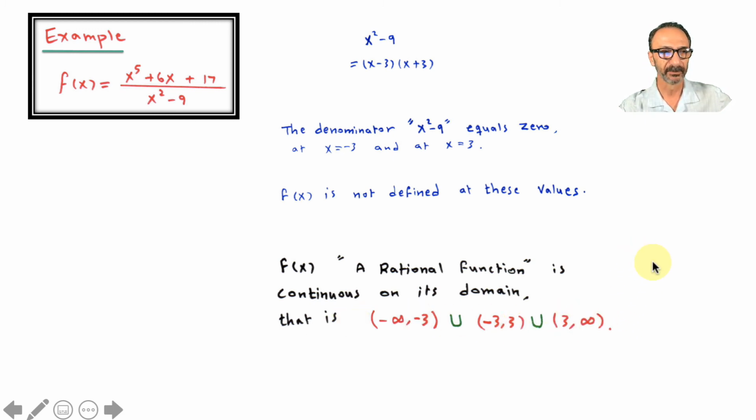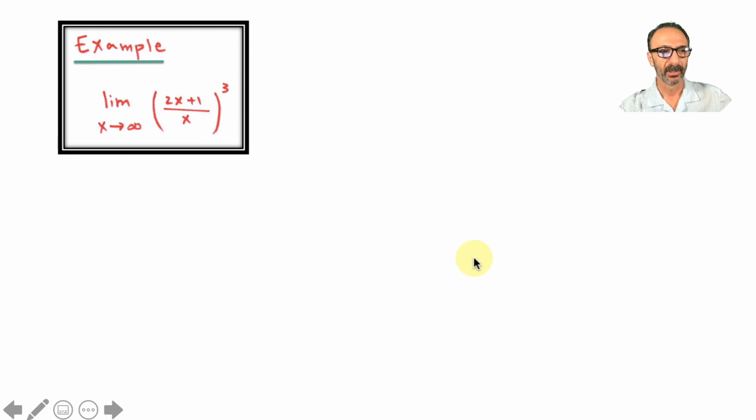Let's take another example. This is a different one, so let's take a look at how we could do it. This is with a power on top. How do you handle it? Earlier we had it as a rational by itself. Now this one with a power.